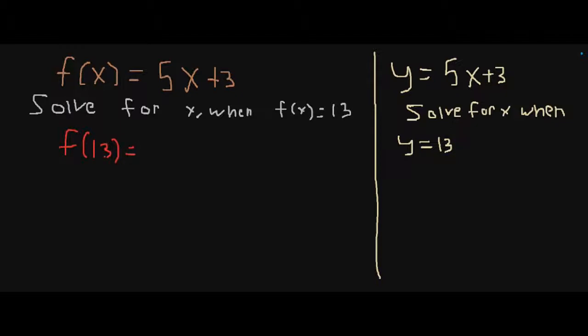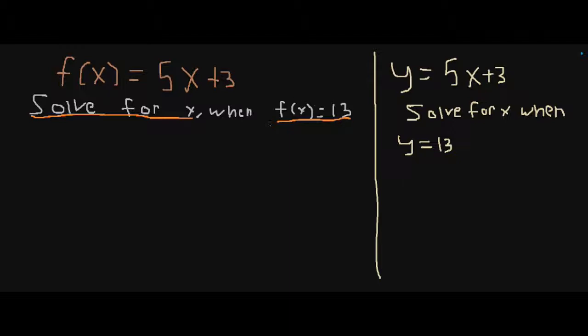That means that 13 is our input, so we're gonna plug that into wherever we see an x. In this case, it would be 5, and then we would plug 13 in, and then plus 3. That's only if I gave you a problem that said f of 13. In this case, I don't give you that. What I end up giving you is, I tell you f of x equals 5x plus 3, and what I want you to do is I want you to solve for x when f of x equals 13. Okay, do you notice the difference in the two questions that we had? I want you to solve for x when your output is 13.